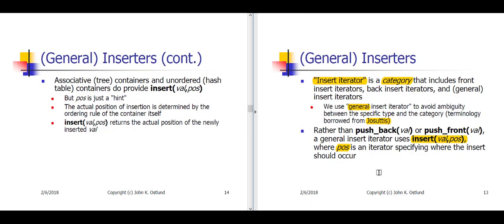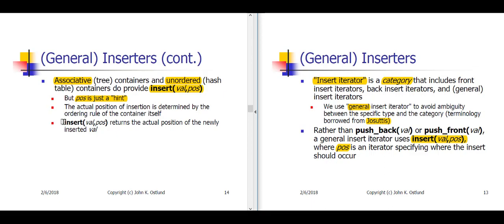And this in turn creates a little bit of an oddity for associative or tree structure containers and for unordered or hash table containers. Associative containers and unordered containers maintain their own rules about where new values are supposed to be positioned. So for consistency with the sequence containers, they do provide a member function named insert that takes both a value and a position, but the position is only treated as a hint or a suggestion about where the new value might be placed. It's actually up to the container itself to definitely decide where the new value is going to be positioned.